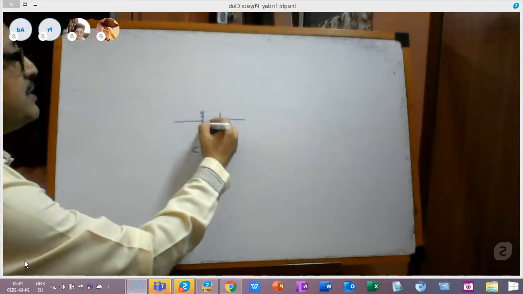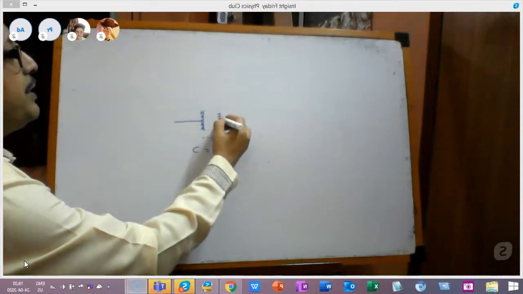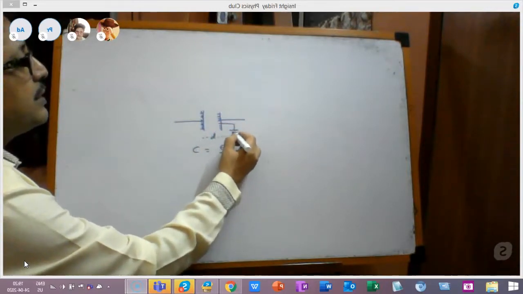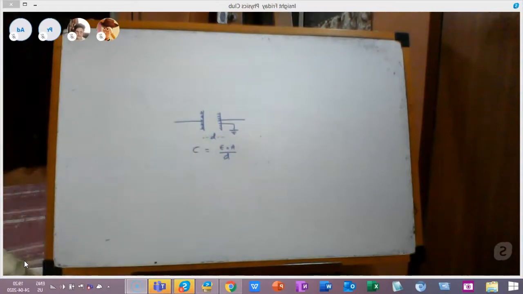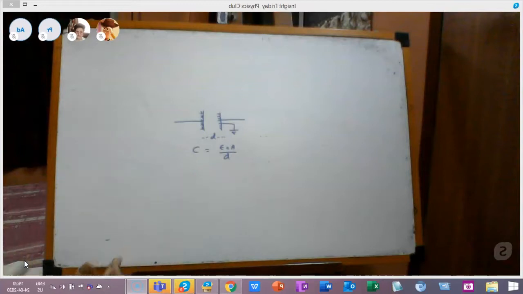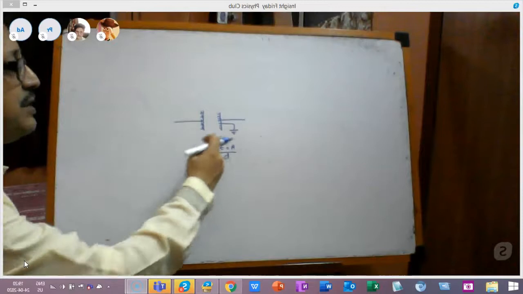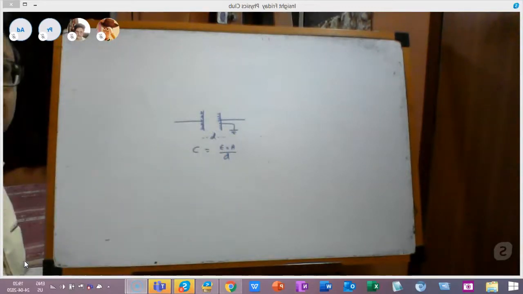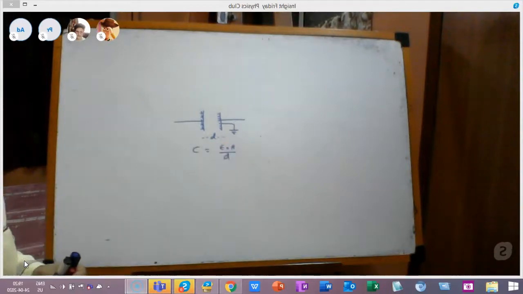where A is the area, and this plate has positive charges only, this one negative. We remove positive charges by earthing, isn't it? So this is the simplest one where only 2 plates are involved. The capacitance of a parallel plate capacitor is given by C equal to E0A by D. If the whole space is filled with a dielectric material, then it will be multiplied by the dielectric constant of the material, that is K into E0A by D.